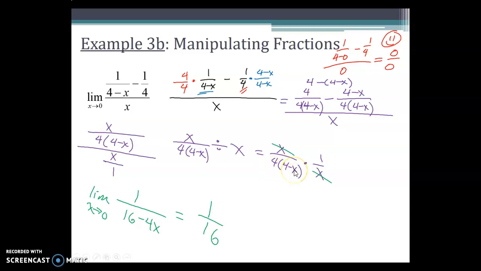Of course, you just distribute there. And once you get to this green equivalent function, simply take 0, put it in for x, and off to the races. 1/16 is your limit as x approaches 0.